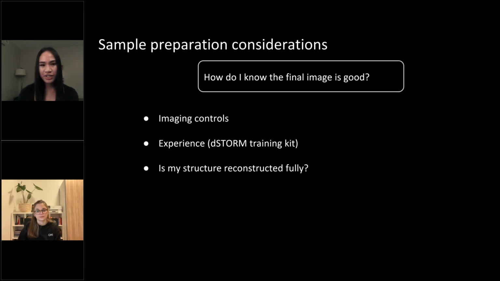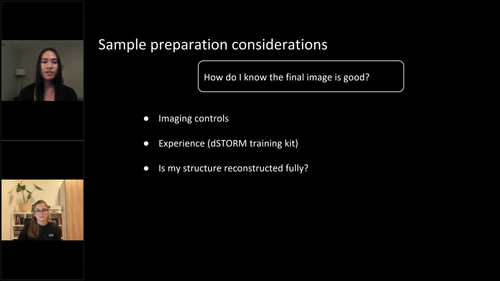And then the final question: how do I know that my final image is good? There are a few things you need to keep in mind. First and foremost, you want to have imaging controls. It's really important that you have a negative control or even an isotype for your antibody, just so you know what's real signal and what's not real signal.